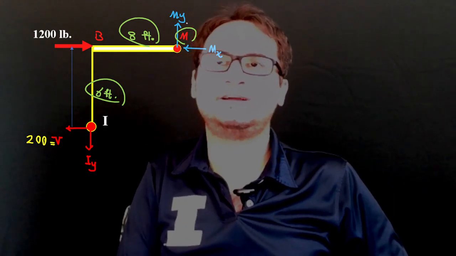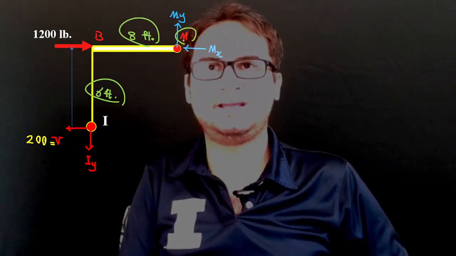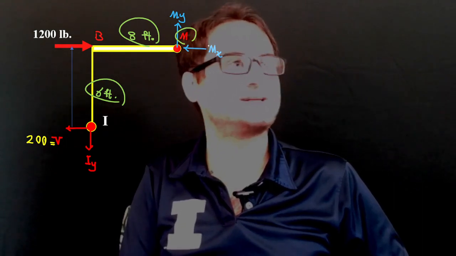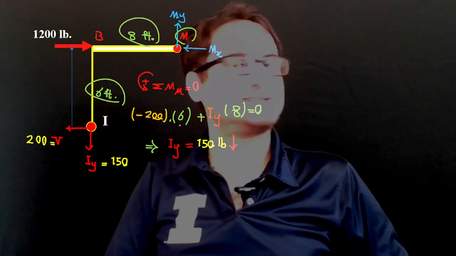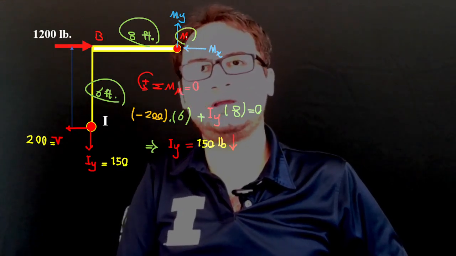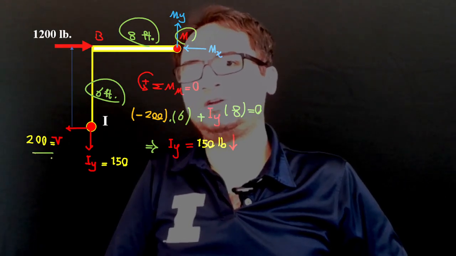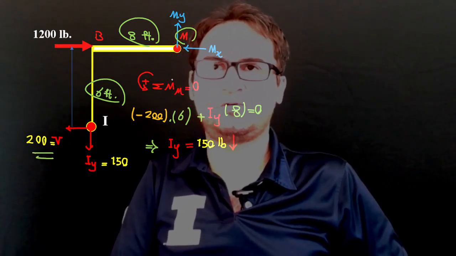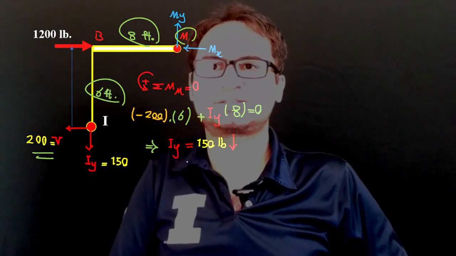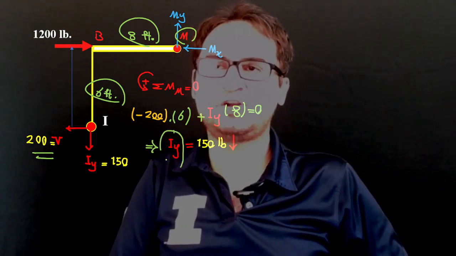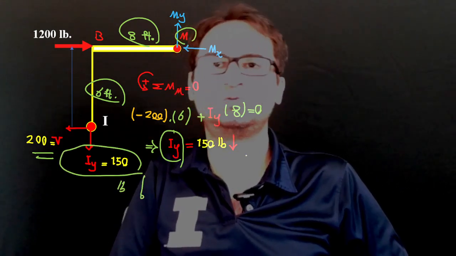So we have the Y component of point M, and also the X component of that. So a simple static summation of moment about M goes to 0, it just gives us a negative 200 times 6, due to our counterclockwise positive direction, and it just simply gives us a y component. Iy is 150 pounds and also downward.